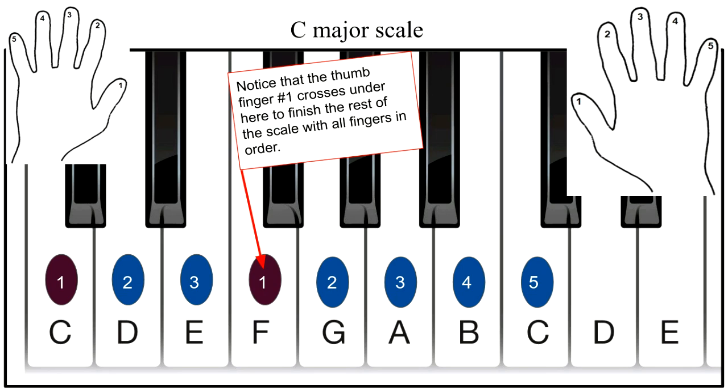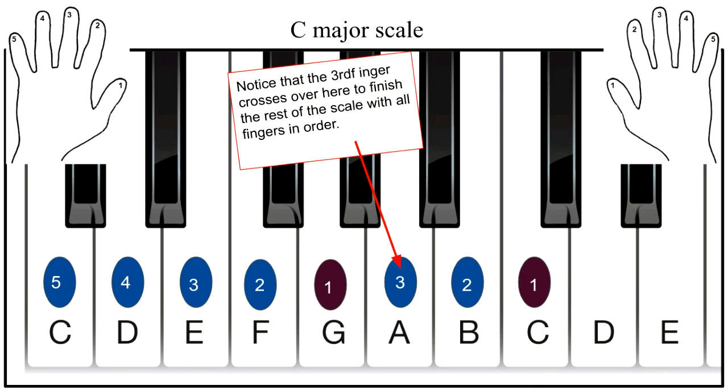Our third finger crosses over, 3, 2, 1. Now, the reason I point that out is because the left hand does everything exactly opposite. So when we're going up a scale, or ascending, we go 5, 4, 3, 2, 1, third finger crosses over, and we do a 3, 2, 1 again. But going down, we start out 1, 2, 3, the thumb crosses under, 1, 2, 3, 4, 5.